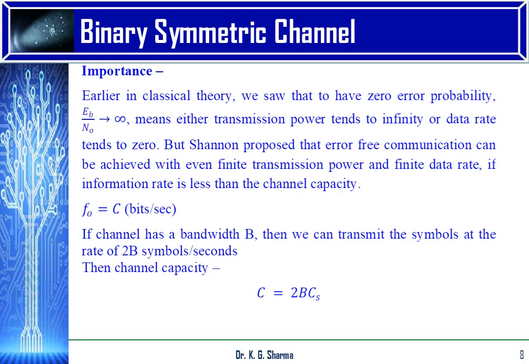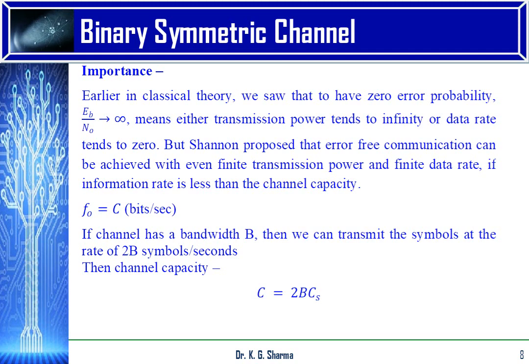As per classical theory, we have seen that if we want error-free communication, then from the error formula derived using bank of correlators, the ratio of bit energy and noise should tend to infinity. But Shannon proposed that error-free communication of information can be achieved, even with a finite amount of transmission power and presence of noise, with finite data rate, if information rate is less than channel capacity.